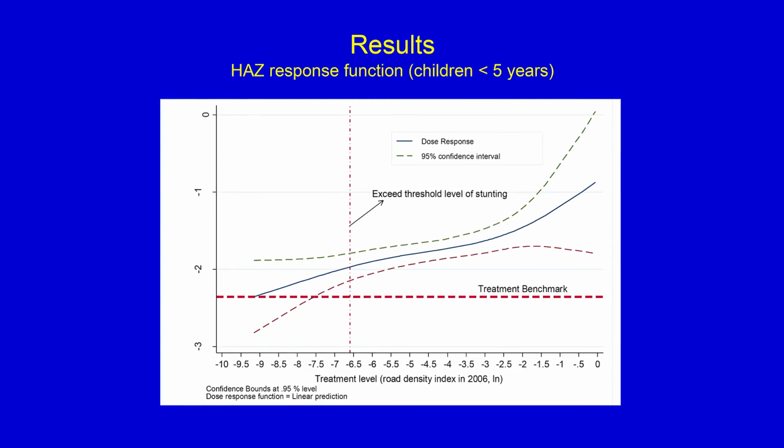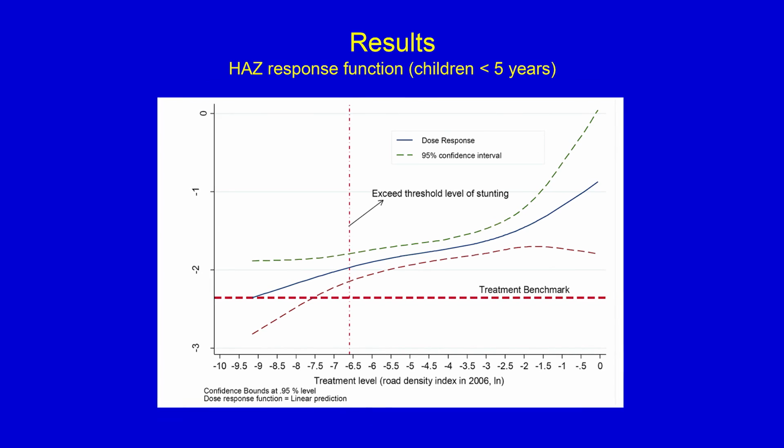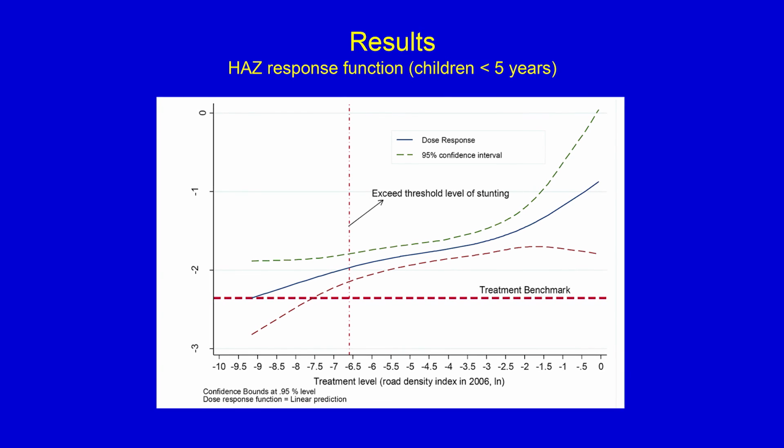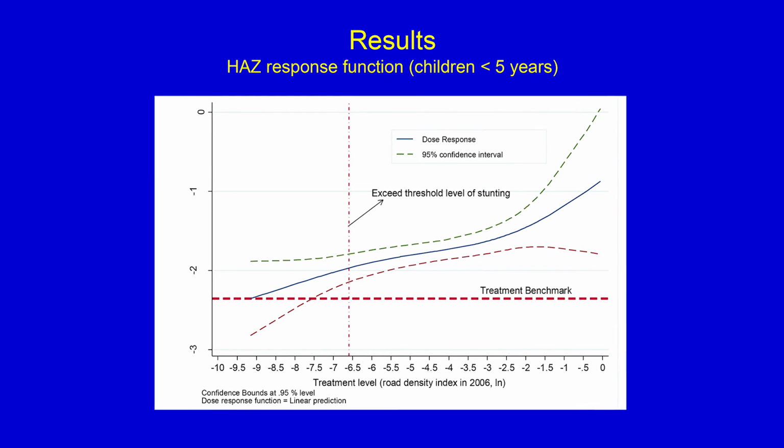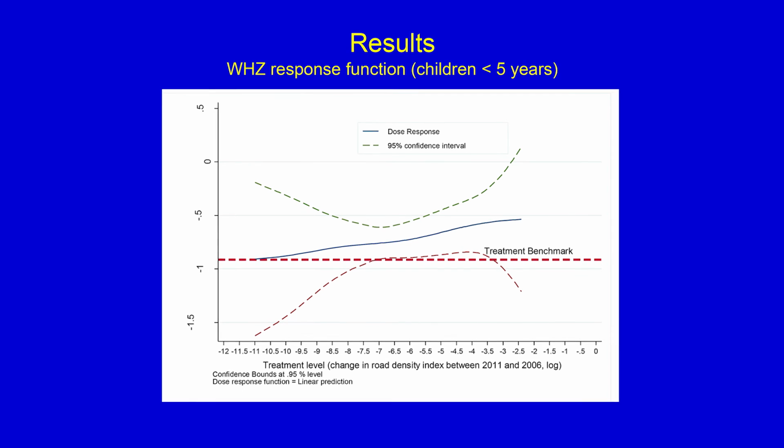So this is the dose response function for the weight for height Z-score for children less than 5 years of age. As you can see here, the slope of the dose response function is positive and upward. So this suggests that there is a positive impact of treatment on short-term child nutrition outcomes.